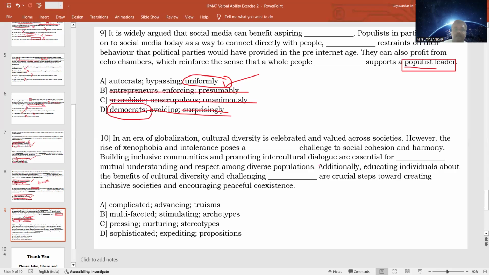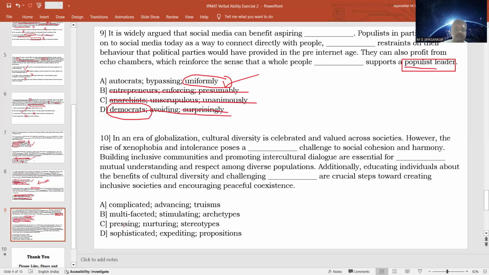Poses a complicated challenge to social cohesion and harmony. Good answer, complicated challenge, a complex challenge. So intolerance and xenophobia are posing a complicated challenge. Building inclusive communities and promoting intercultural dialogue are essential for advancing mutual understanding. Again, true, advancing mutual understanding. The next one, we'll think about the last one later. Multifaceted challenge, a challenge that has many dimensions. Stimulating mutual understanding. That also is true. So this also is a probable answer.